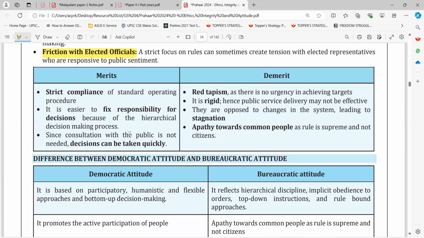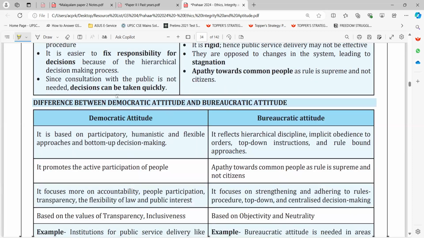Since consultation with the public is not needed, decisions can be taken quickly. Demerit, red tapeism, as there is no urgency in achieving targets. It is rigid, hence, public service delivery may not be effective. They oppose changes in the system, leading to stagnation. Apathy towards common people, as rule is supreme and not citizens.